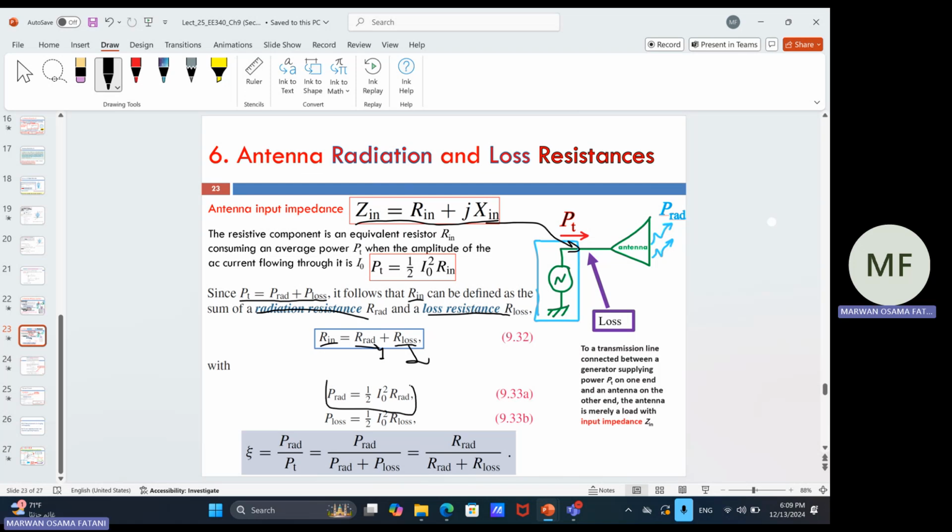And this is our basic formula. P rad is equal to half I naught squared R rad, and P loss is equal to the same, just with R loss. And so the efficiency is going to equal P rad over P total. We can start substituting the values that we have from before, and we can get the efficiency just by finding the R rad and R loss.